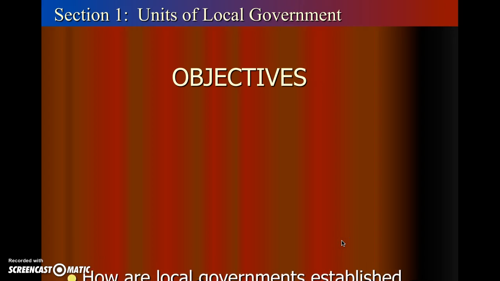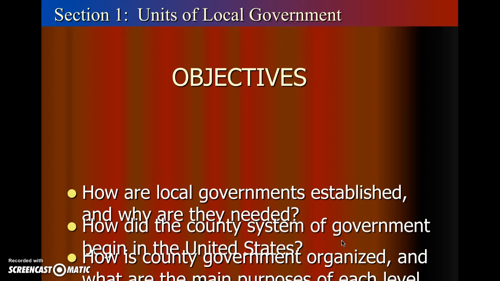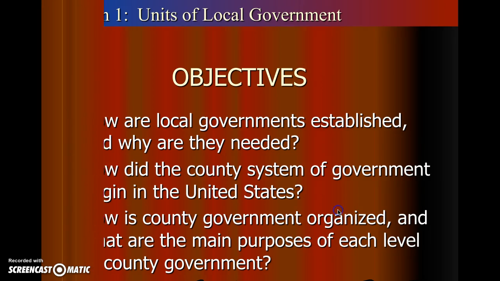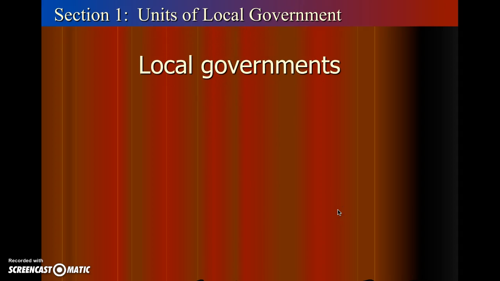So, in Section 1, we are going to look at units of local government, and our objectives for Section 1 are: how are local governments established and why are they needed? How did the county system of government begin in the U.S.? And how is county government organized, and what are the main purposes of each level of county government? So, the first objective looks at local governments.